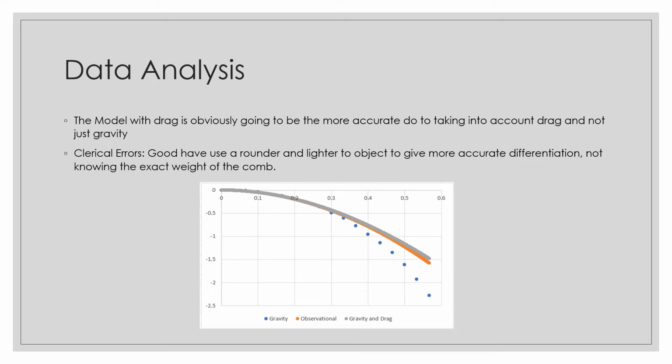As you can see, the observational and the computational drag and gravity data do match up pretty decently, with slight differences. Any clerical errors that could have happened are probably not knowing the airflow in the room, the exact mass of the object, and maybe using a rounder, lighter object to give a more accurate differentiation with the tracker video.